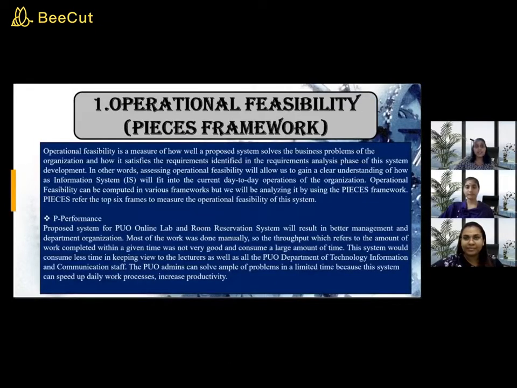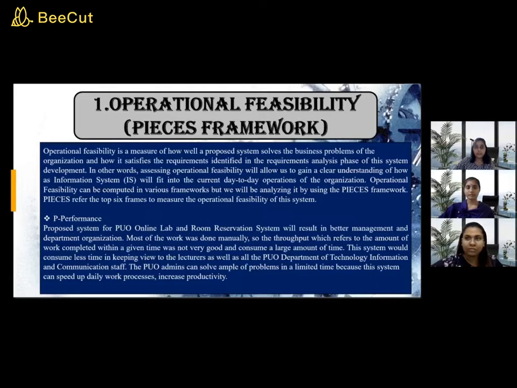Next, let's see the types of feasibility. The first type of feasibility is operational feasibility. Operational feasibility follows the PIECES framework. So let's see the explanation. Operational feasibility is a measure of how well a proposed system solves the business problem of the organization and how it satisfies the requirements identified in the requirements analysis phase of system development.